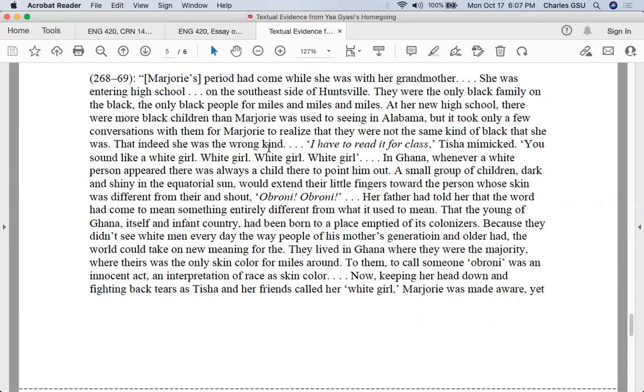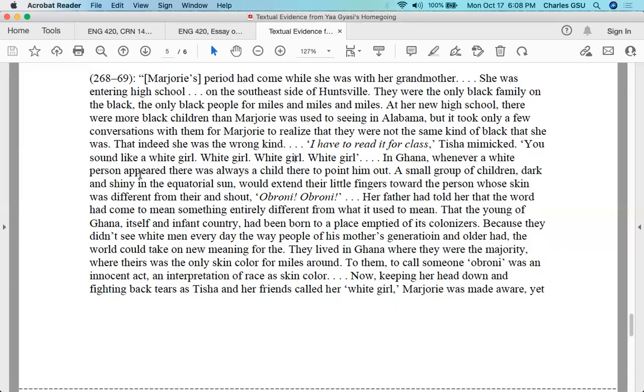And then it skips to this schoolmate of hers, I wouldn't say friend, but schoolmate of hers, asking why she's reading this novel. I believe it's Middlemarch by a British novelist. I have to read it for class, because that's what Marjorie says. I have to read it for class, Tisha mimicked. You sound like a white girl, white girl, white girl, because a bunch of the kids around her started chiming in with that refrain.